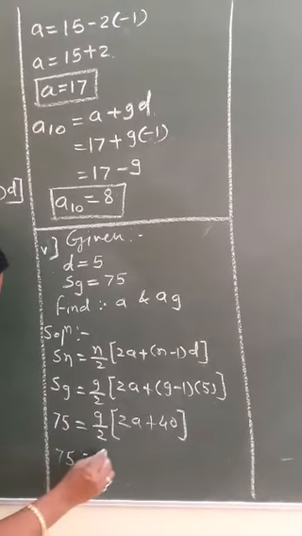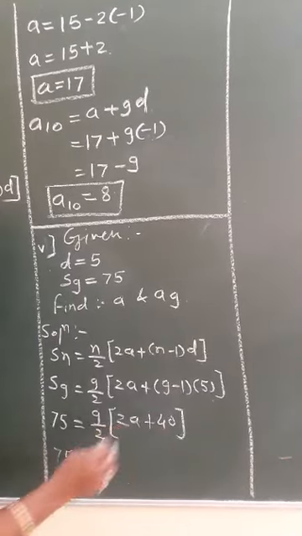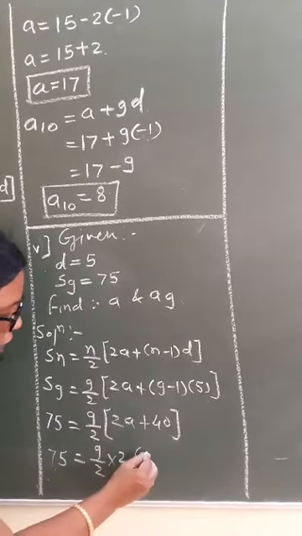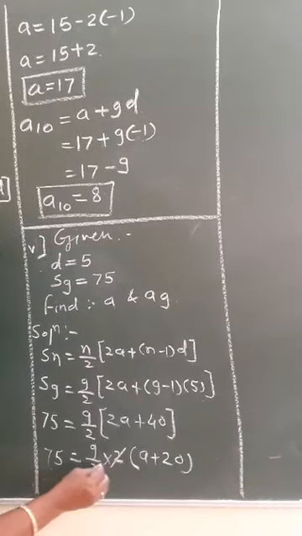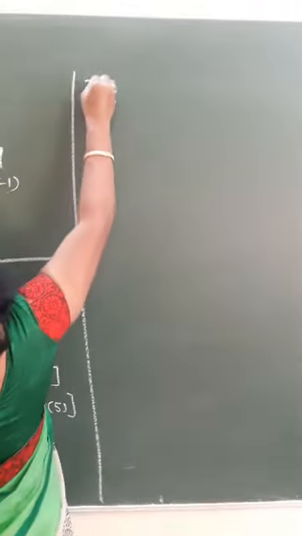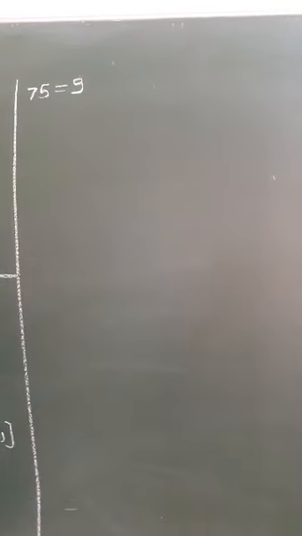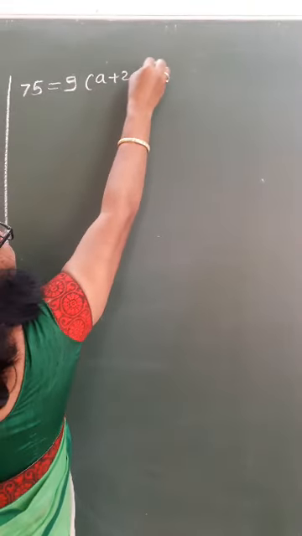So what we will do here, 9/2 we will write as it is. Then we find 2a plus 40. From here 2 is common, and we will get a plus 20. This 2 will cancel, and here we will get 75 is equal to 9, in the bracket a plus 20, right?